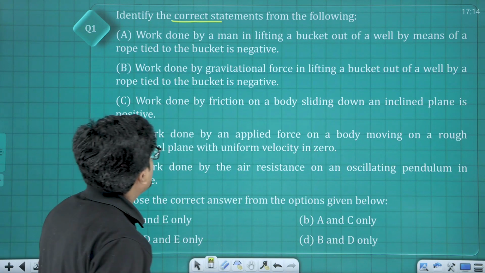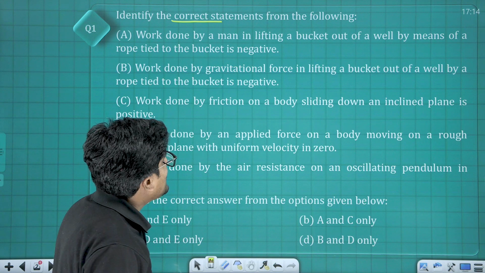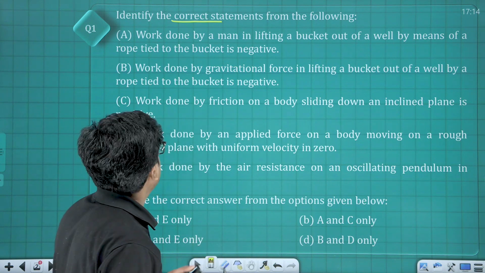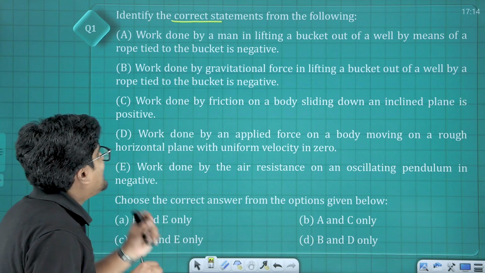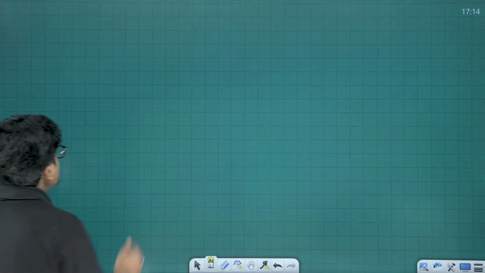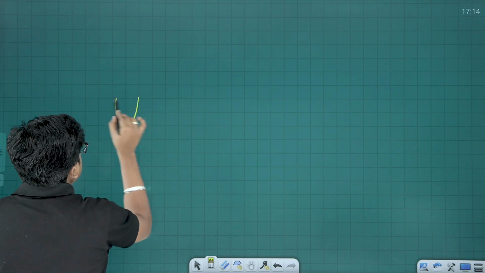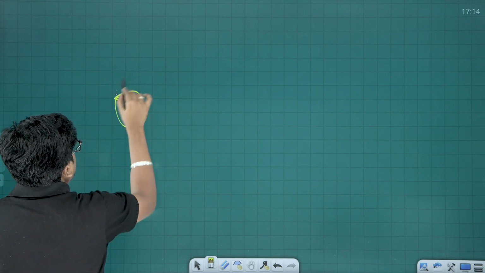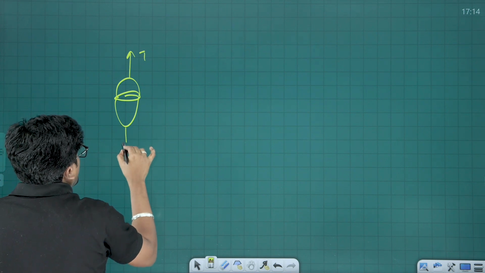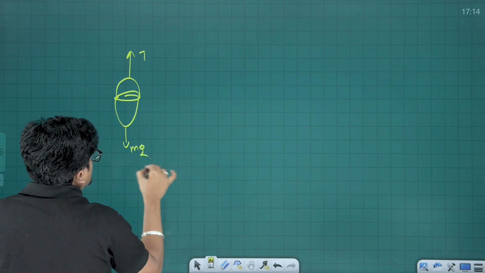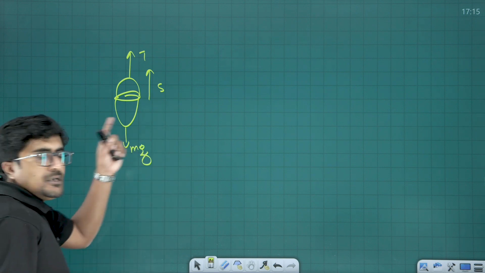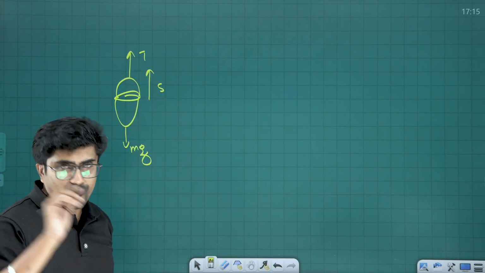Statement number 1 says, work done by a man in lifting a bucket out of a well by means of rope tied to the bucket is negative. Let's see what's the situation. Let this be the bucket. And this is the rope. Tension acting is T. Weight acting is M into G. And it is moving in the upward direction. So displacement can be marked as S upward.